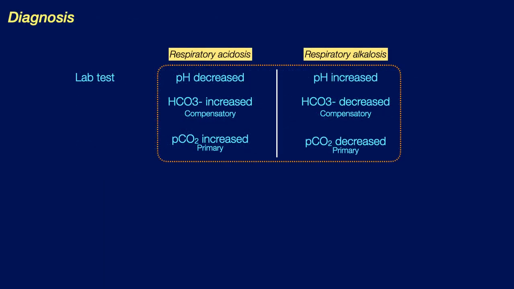And here you have how to diagnose these conditions. In respiratory acidosis, the pH is decreased and there is a compensatory retention of bicarbonate to try to compensate. And you'll have an increased pressure of CO2, right? This is primary due to the problem in the lungs. And in alkalosis, you have a pH increased and bicarbonate decreased and CO2 decreased as well.